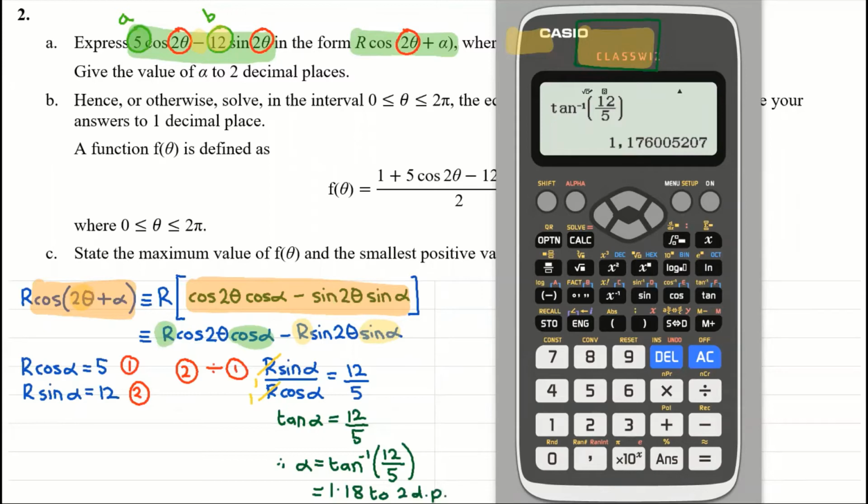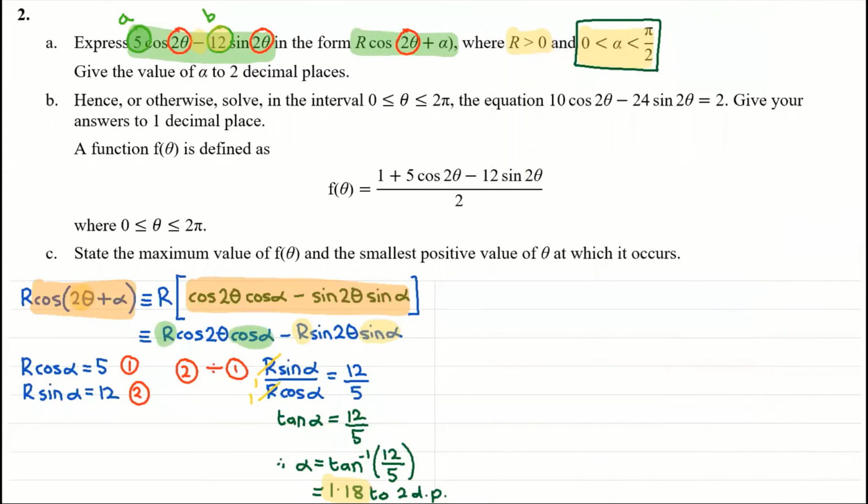Okay, and I'll just highlight that because it's probably going to get lost at the bottom of the page. There it is. Okay, so we've got our alpha. Great news. And now we know how to find r. And like I said, some people prefer to find r first. And I've already alluded to it. The answer is 13, of course, because it's a Pythagorean triple. But let's just do the working out.